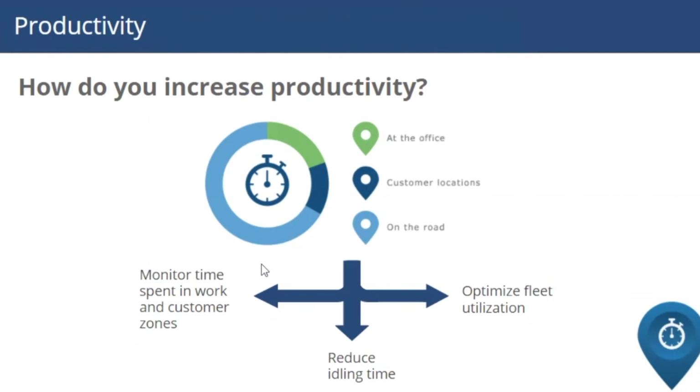Going back to the 5 pillars of return, the productivity pillar focuses on how efficient your fleet is being based on the time spent in customer versus work zones, idling time, and fleet utilization.